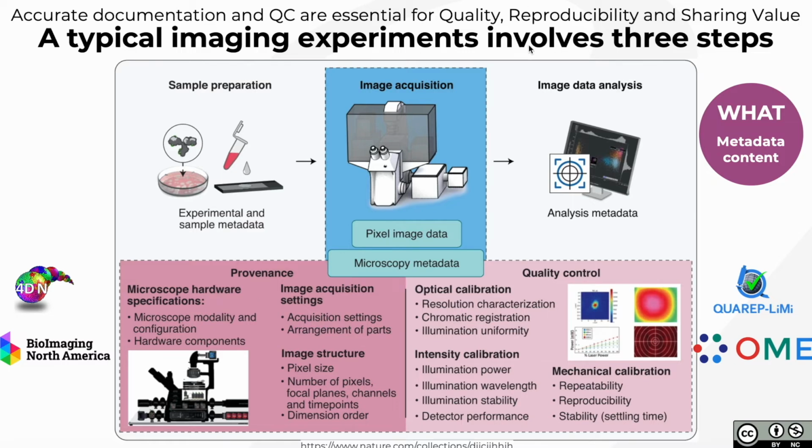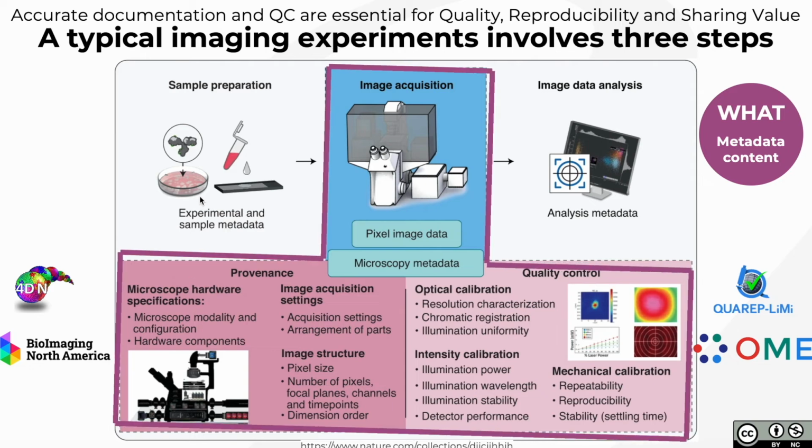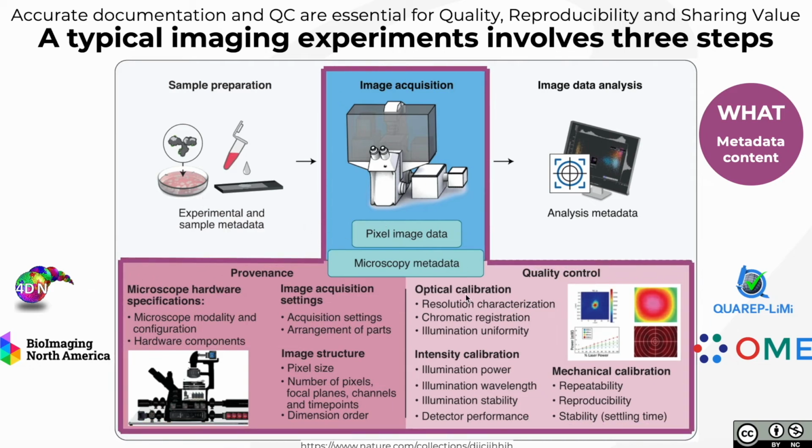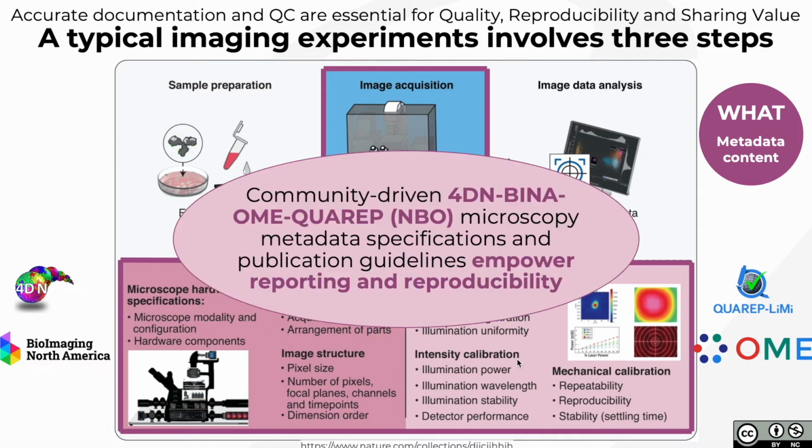So in order to understand a little bit better about image metadata, let's go back to the structure of a typical imaging experiment. A typical imaging experiment is subdivided into sample preparation, image acquisition, and image data analysis. All of these phases of the imaging experiments can be described using specific kinds of metadata. In this talk, we're going to only concentrate on microscopy metadata, which is used to document image acquisition and can be divided into three subsets: microscopy hardware specification, image acquisition settings, and calibration.